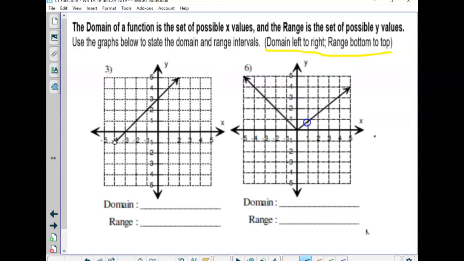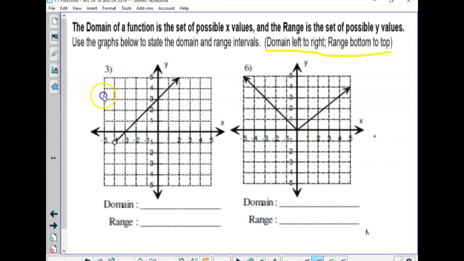All right, we're going to talk about domain and range. I'm not sure it's on tonight's homework. But the domain of a function is the set of possible x values. The range is the set of possible y values. Use the graph below to describe the domain and range. Remember, domain is left to right, and range is bottom to top, because it's always least to greatest.